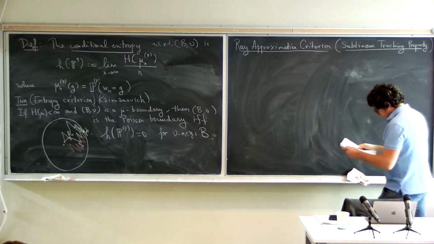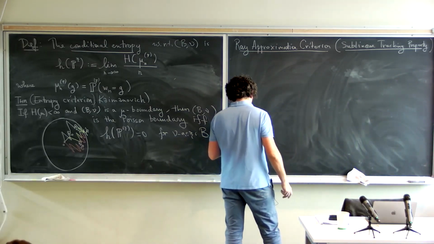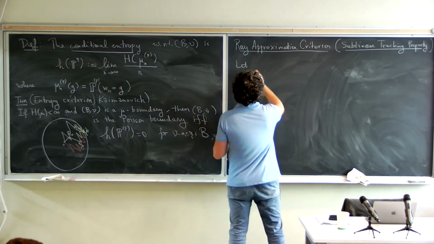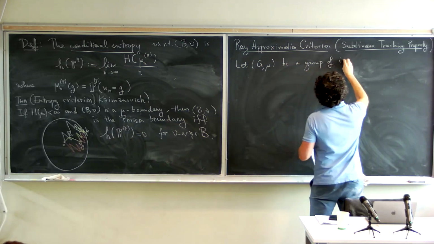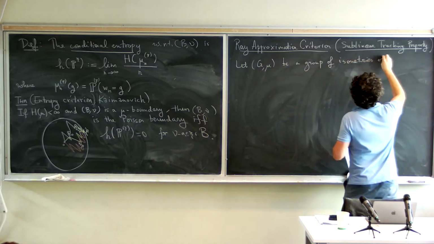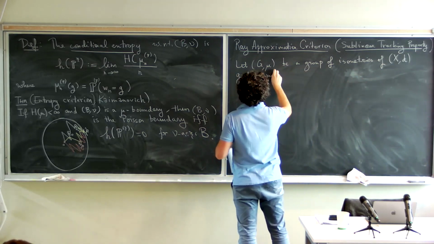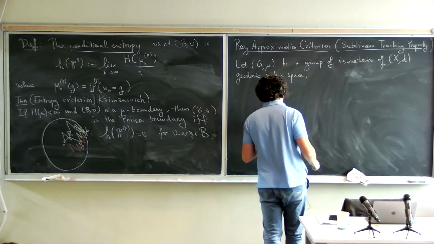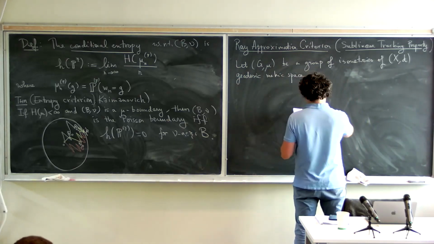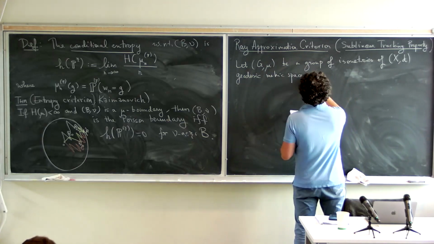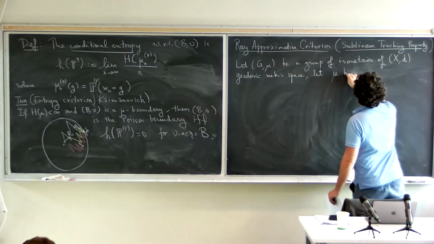So what is this? So basically, we look at the following. Let G, mu be again a group of isometries of a geodesic metric space X, d. Okay, and let mu have finite first moment, for instance.